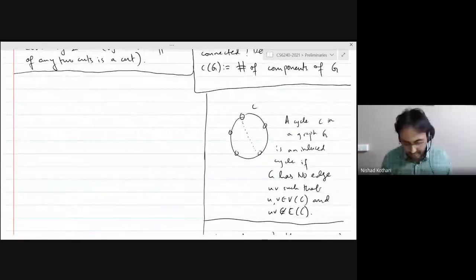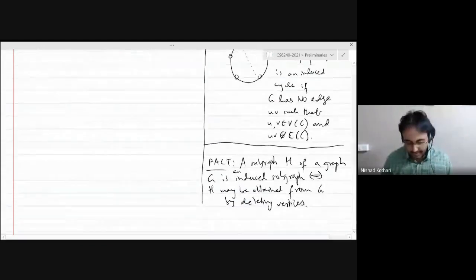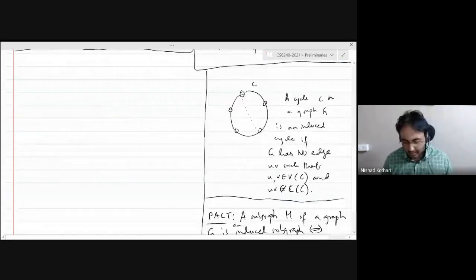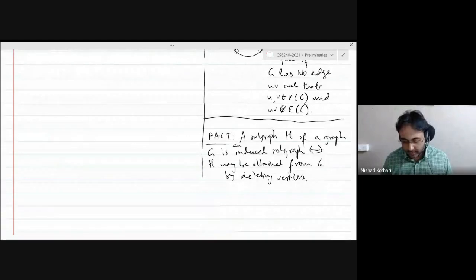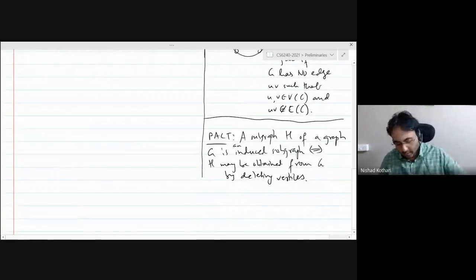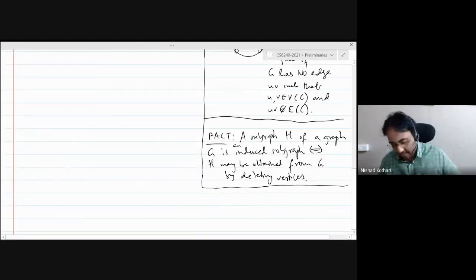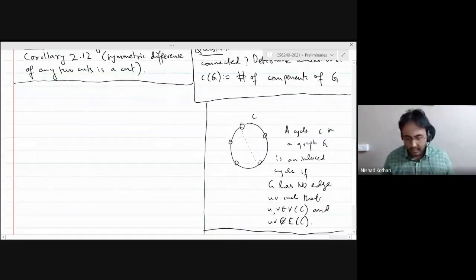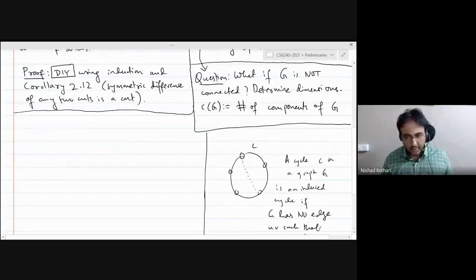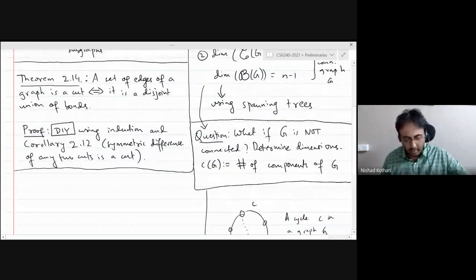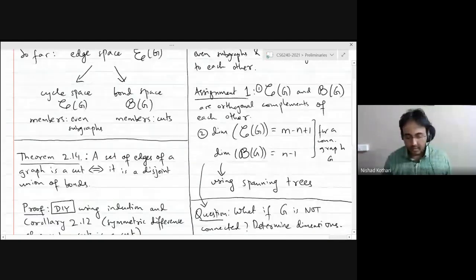So I didn't say anything important. I just said that I've started recording, and there was a question in the beginning about what is an induced cycle and what is an induced subgraph. So I've put down those definitions here. I've written them down. Okay. Are there any other questions pertaining to assignment one or anything we have discussed so far?